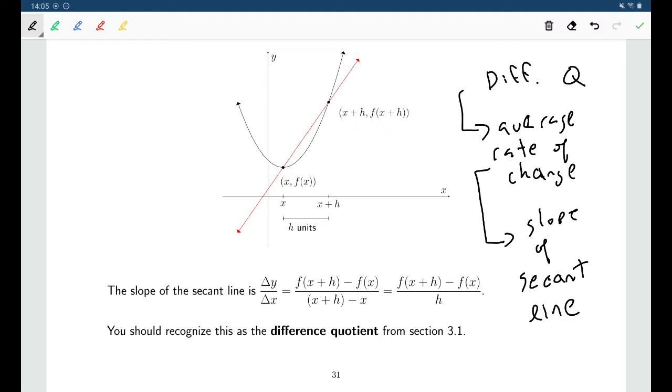So if you now want to go back to 3.1, when we were finding those difference quotients, what we were really doing was finding an expression for the average rate of change in terms of x, the initial x value, and h, the distance to the second x value, because that's what we have here. That's exactly what the x and the h represent. x is where we start, and h is how far we have to go to get to that second point.